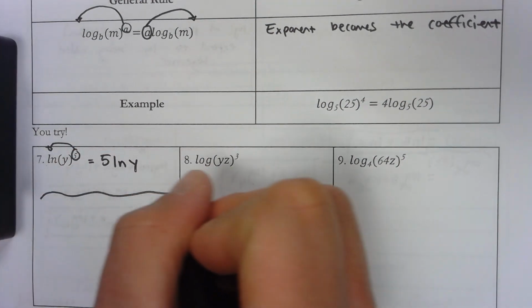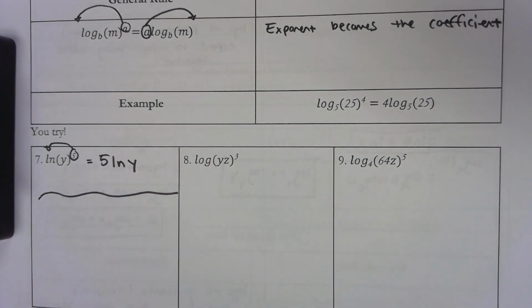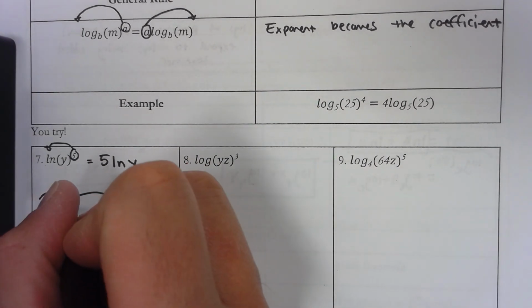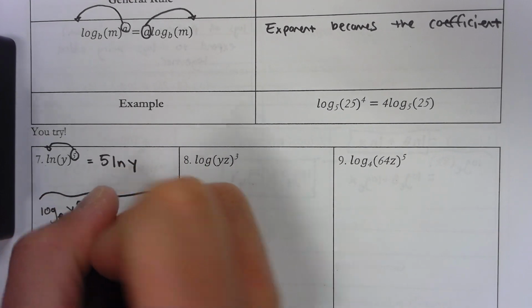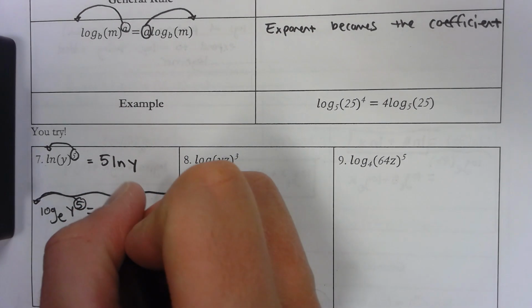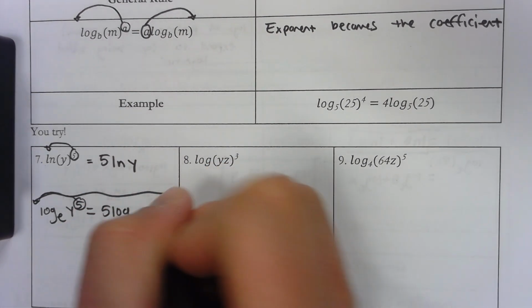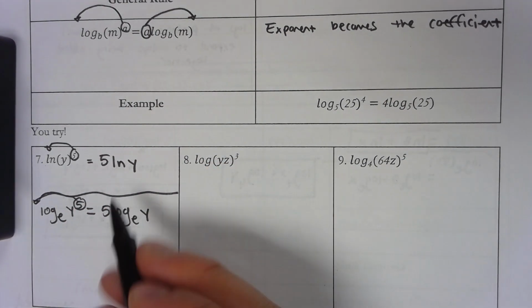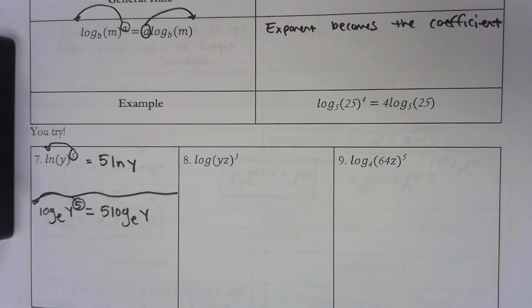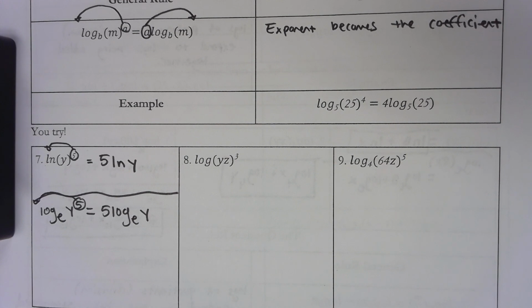The other thing that we could do here, especially as we're just getting the hang of what natural log is, I can write it as log base e. So log base e of y to the power of 5. That 5 still becomes a coefficient, and so this could also be written as 5 log base e of y. Again, I accept either one. Probably more correct to say the natural log, but either one works here.